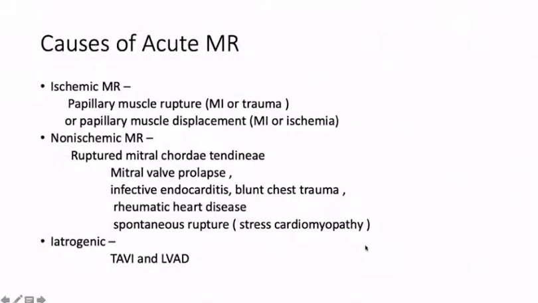The most common cause of acute MR is ischemic MR, because the most commonly involved structure is the posterior papillary muscle, whenever there is an obstruction in the RCA territory, which can lead to papillary muscle rupture or dysfunction. It can lead to acute MR because of dysfunction or because of rupture. Non-ischemic causes include mitral valve prolapse leading to flail mitral leaflet, associated infective endocarditis, and rarely blunt chest trauma leading to chordal rupture.